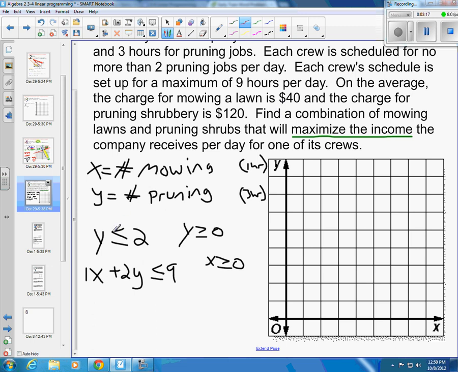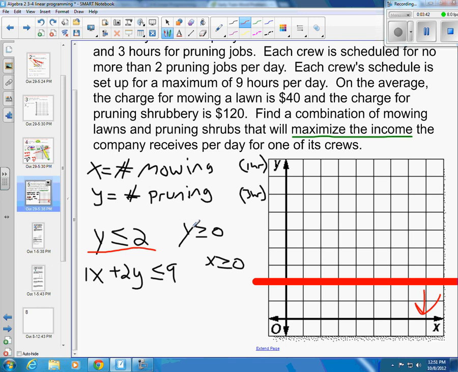So let me grab a color. I want y to be less than or equal to 2. So y is less than or equal to 2. Here's y equals 2 right here. Let me grab a line. So y equals 2 is there. And again, we want to shade, oops, I didn't want to do that. Let's go back and grab my pen. We want to shade that way.